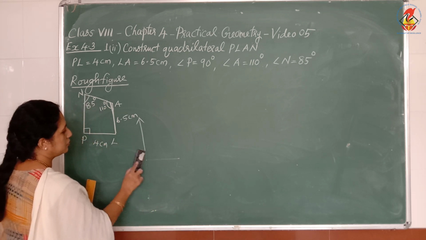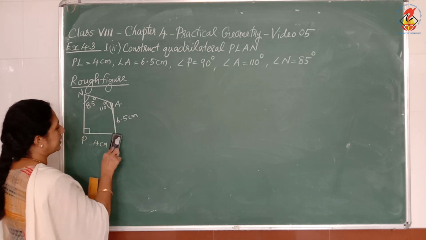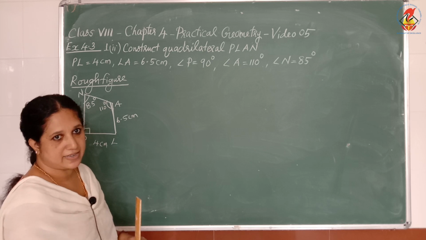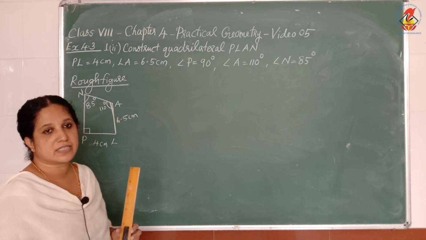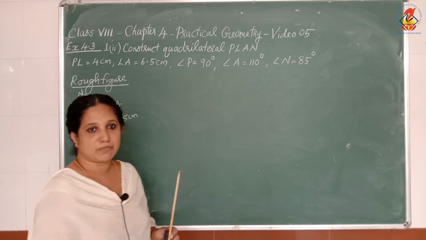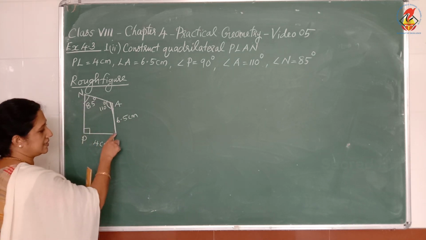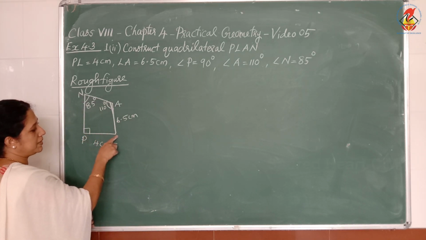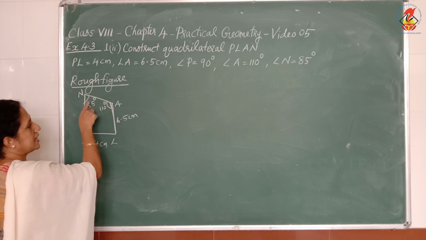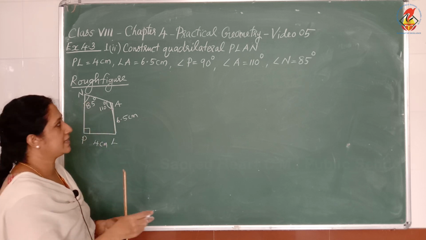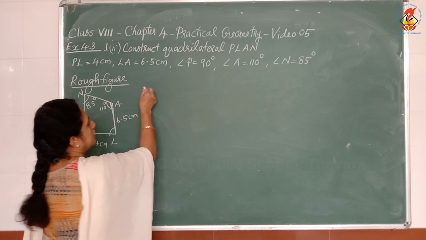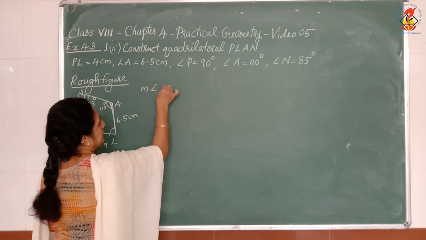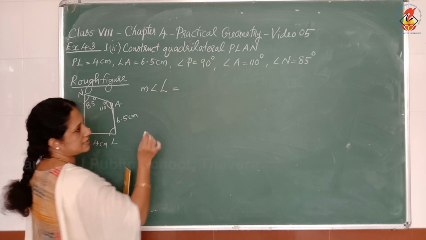So what do we have to do here? We want to find out the measure of angle L. So this is a quadrilateral. What is the angle sum of a quadrilateral? Angle sum of a quadrilateral is 360 degree. That means angle P plus angle L plus angle A plus angle N equal to 360 degree. So we have to find out the measure of angle L. Then only we can do the construction.